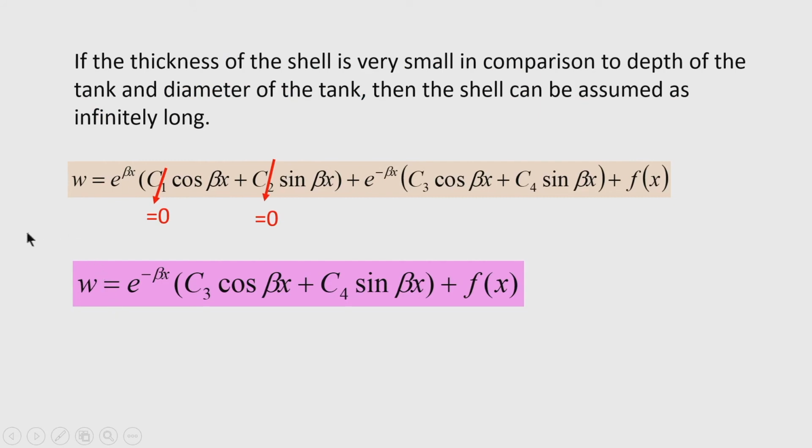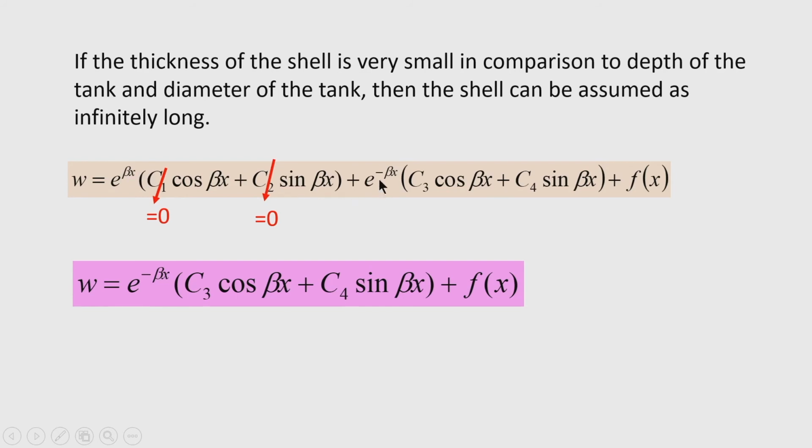Because the shell is very long, as we have treated earlier, these two terms have to be dropped. Otherwise the deflection and bending moment at the other end will be unbounded, because this quantity e to the power beta x will increase with x, because beta is a positive quantity.